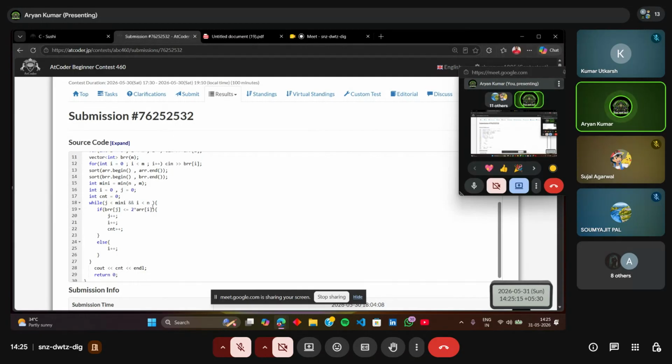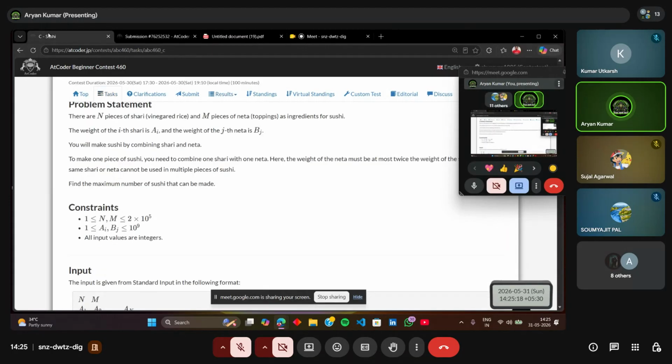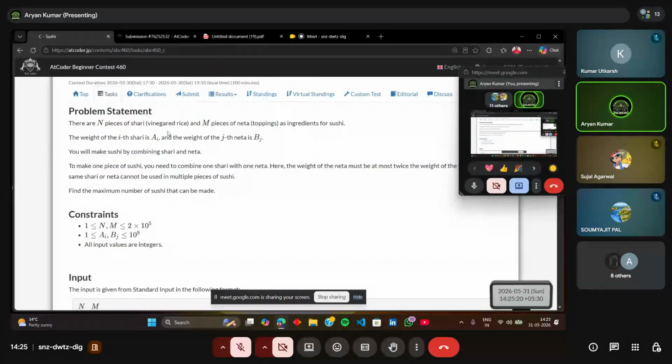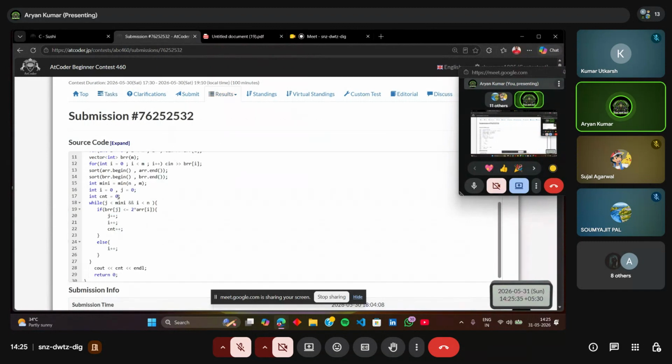And what will be the number of times the loop will run? It is not given here that both have the same number of pieces. They are different, n and m are different. Every time we make a piece of sushi, we will take one and one. So we will first find the minimum of both. We have declared an integer variable mini, where mini equals the minimum of n and m, and the loop will run.